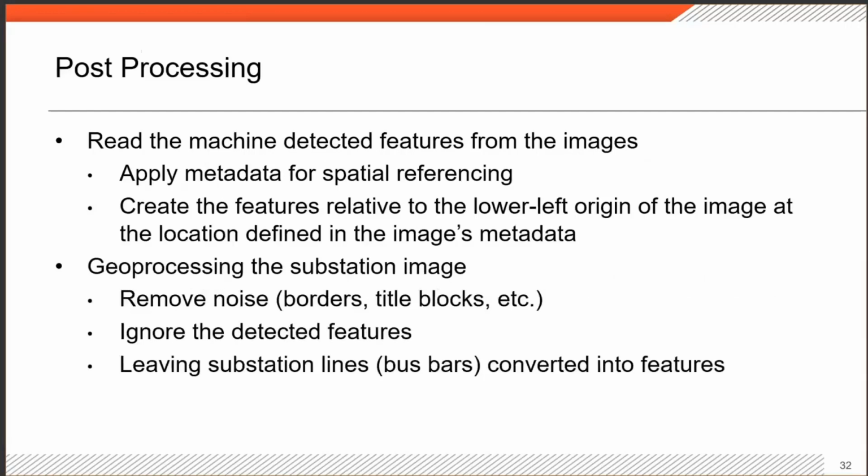Following that, you have to do some post-processing. So we read the machine-detected features from images, we apply some metadata for spatial referencing, and we create those features relative to an origin in the image, whether that's next to a point in your existing GIS or some metadata that we have provided. Then we post-process the image to remove all the noise like borders and title blocks, and then ignoring the detected features, we're left with the line work that represents the bus bars and maybe some conductor in the substations. These lines are then converted also into GIS features.